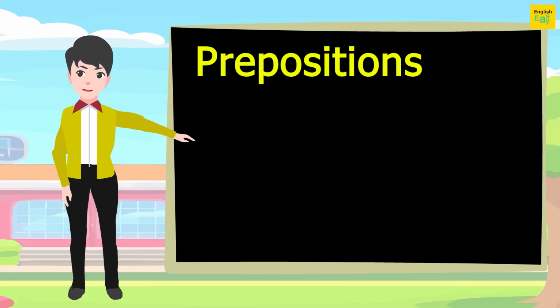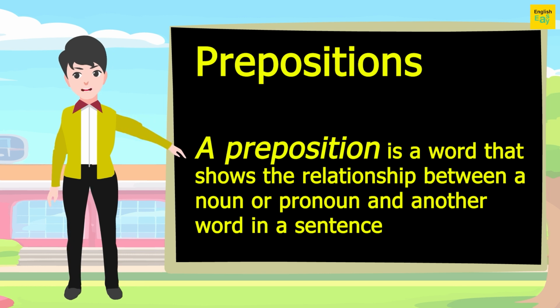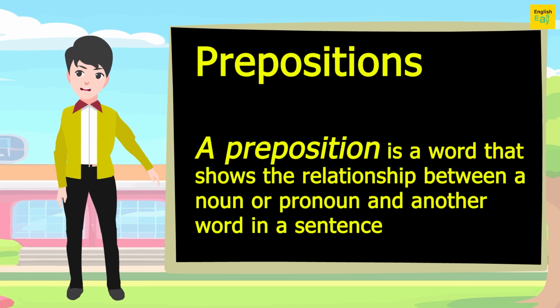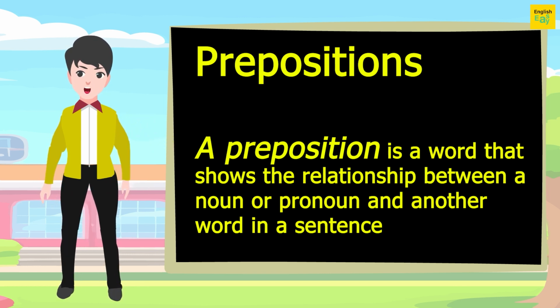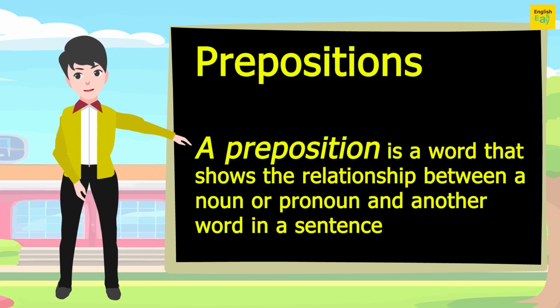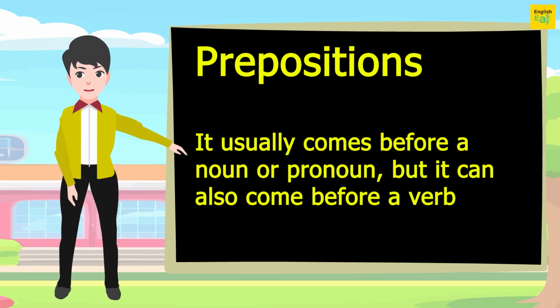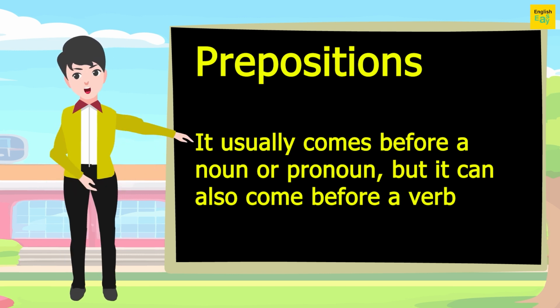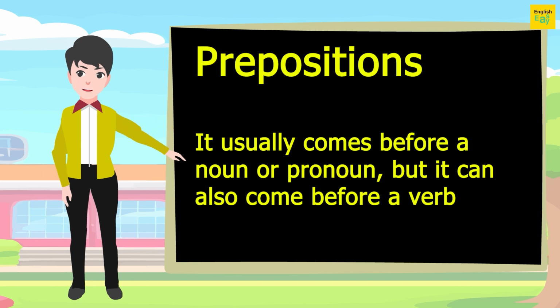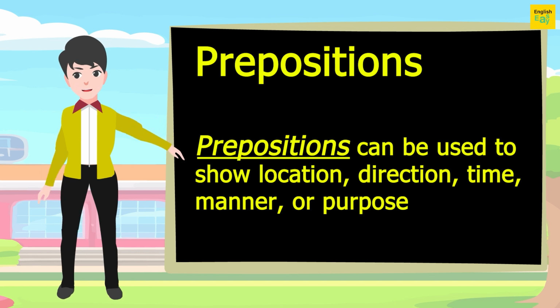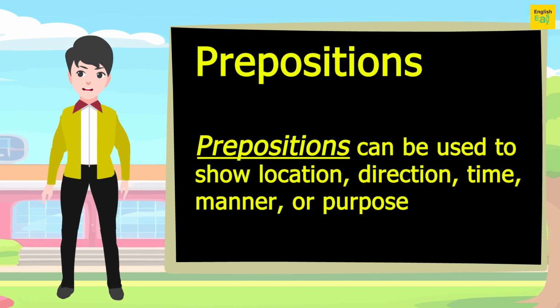Prepositions. A preposition is a word that shows the relationship between a noun or pronoun and another word in a sentence. It usually comes before a noun or pronoun, but it can also come before a verb. Prepositions can be used to show location, direction, time, manner, or purpose.